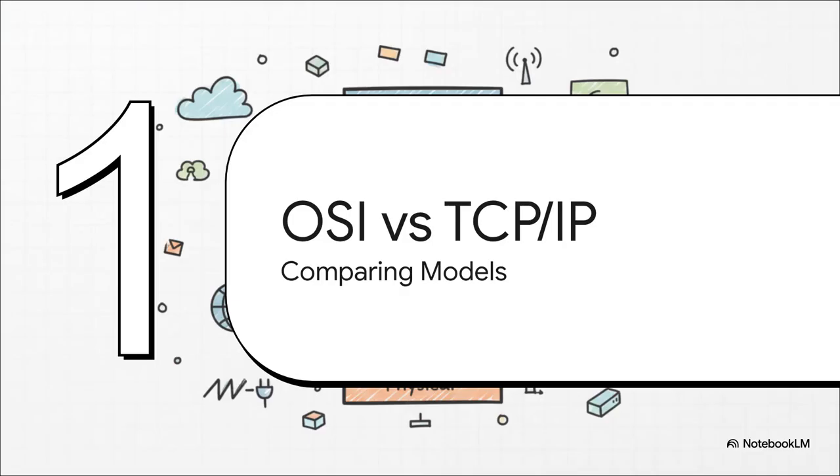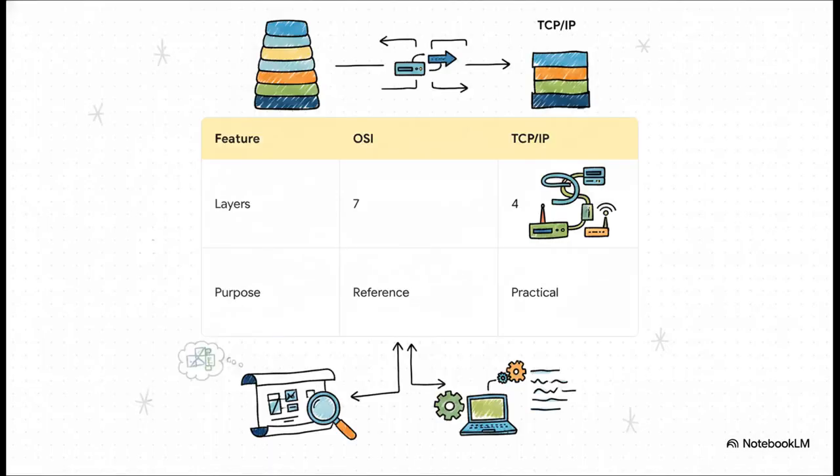Finally, we reach Section 6, OSI versus TCP/IP models. We've spent all this time on OSI, but we absolutely have to contrast it with the TCP/IP model. When we compare the two, the OSI model has 7 highly detailed layers. It's a theoretical reference model, widely considered the ultimate educational framework for understanding networking. However, in practice, the real internet runs on the TCP/IP model.